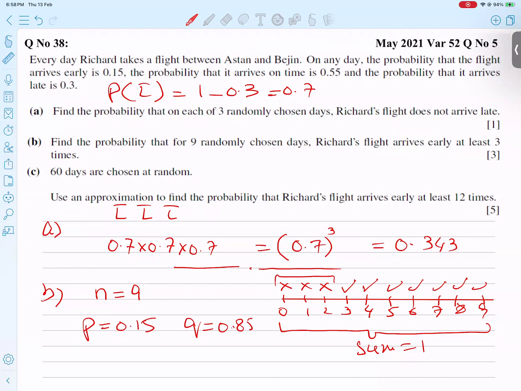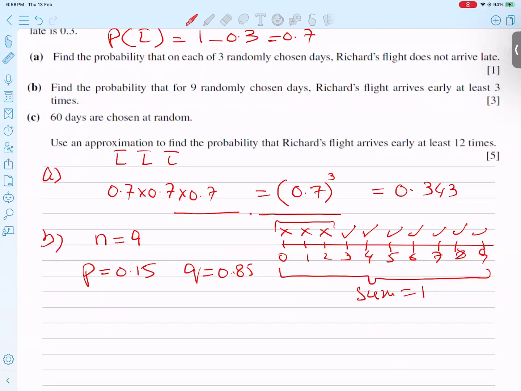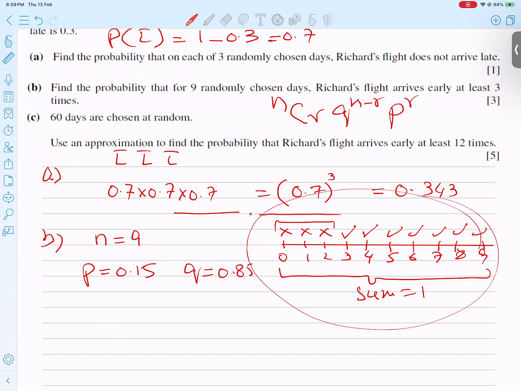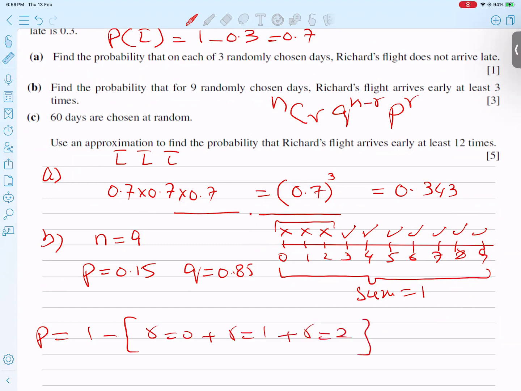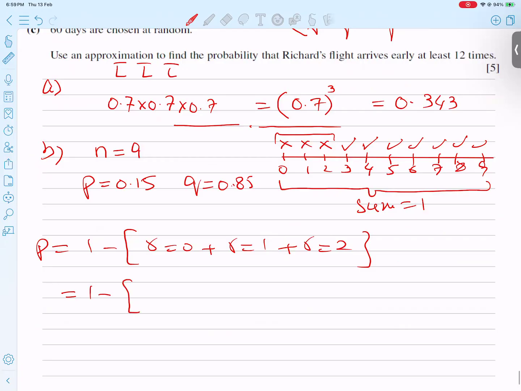Now, students, what is the plan of action? Are you familiar with the binomial formula? nCr Q to the power n minus r and P to the power r. The plan is: from 1, subtract the first 3 options. So 1 minus, for r equal to 0, plus r equal to 1, plus r equal to 2. That is 9C0 with 2 brackets, 9C1 with 2 brackets, and 9C2 with 2 brackets.